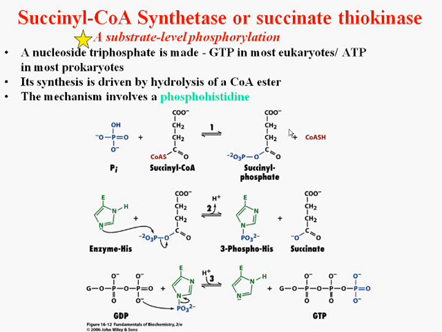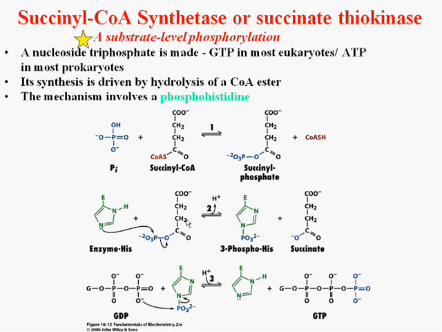Here's what happens in the stepwise reaction. Succinyl-CoA plus inorganic phosphate. Inorganic phosphate can attack the carbonyl here. The coenzyme A thioester is hydrolyzed, coenzyme A is released as its thiol form CoASH, and I end up with succinyl phosphate. If you look at this bond, what kind of a bond is it? Is it a high energy bond? Yes, because it's a mixed anhydride bond, and we know that mixed anhydride bonds are high energy bonds. So you first get a high energy succinyl phosphate bond.